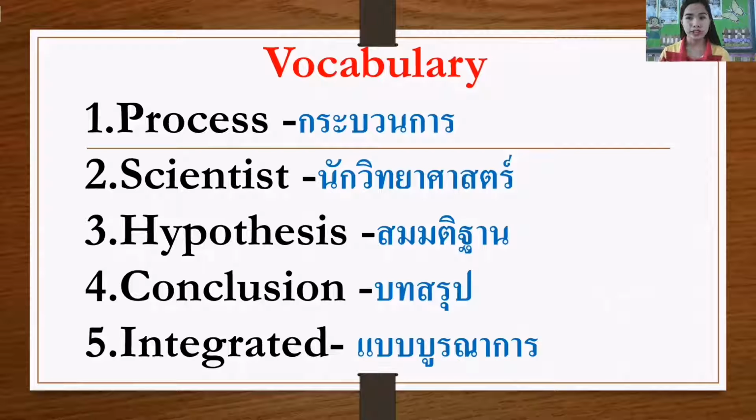I am going to read. Please follow after me. Number 1, process. Number 2, scientist. Number 3, hypothesis. Number 4, conclusion. Number 5, integrated. We have here the translation. You can read this one so that you can understand more about these words.